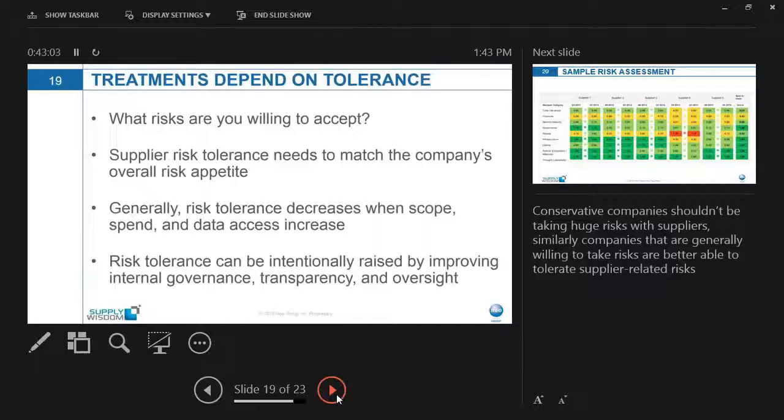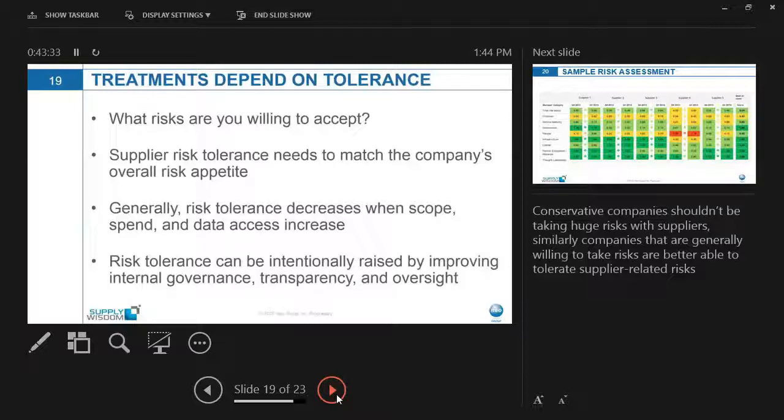For those of you who have really good and mature vendor governance capabilities, I've seen that those kinds of companies like to take more risks because they can, because they know what kinds of questions to ask the supplier, they know how to manage that relationship, and therefore they have higher tolerance for risk in certain areas. So you have to ask yourself, what risks are you willing to accept? Again, you'll never get it down to zero, but what kinds of risks are you willing to accept if you thought about all of the different risk categories we talked about earlier?